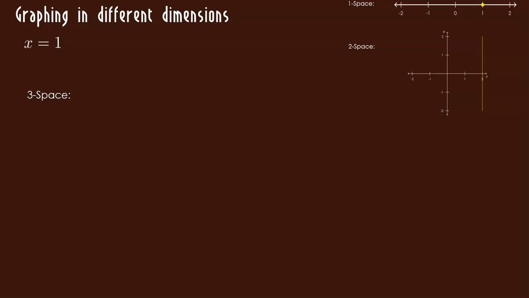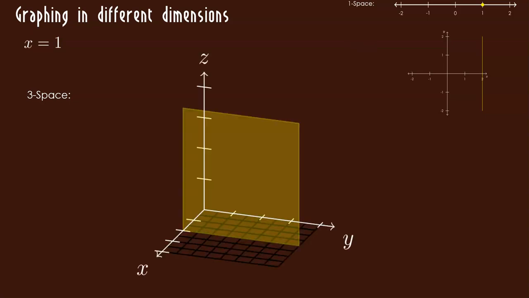So in 3 space, the graph of x equals 1 has to be 2-dimensional. And 2-dimensional, linear, is going to be a plane. So the graph of x equals 1 in 3 space gives me a nice pretty plane. Let's look at another graph.